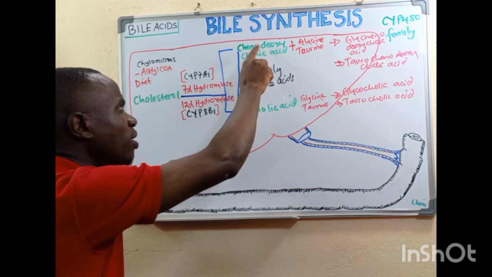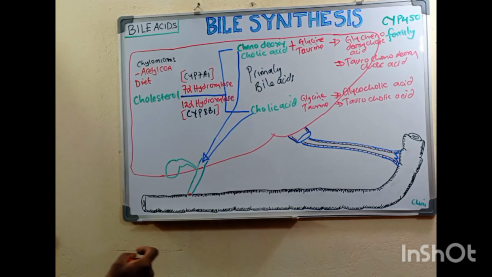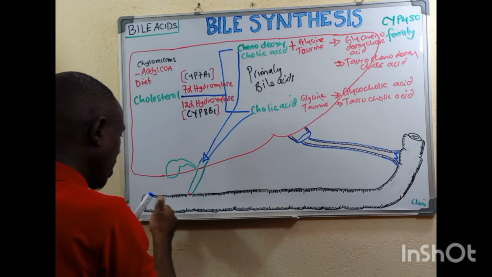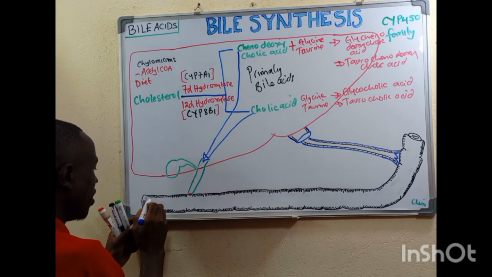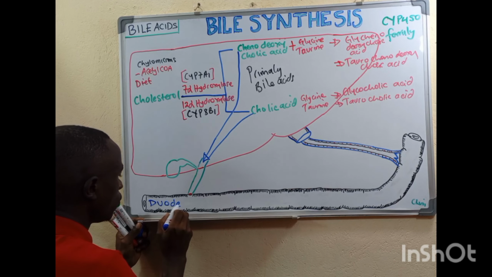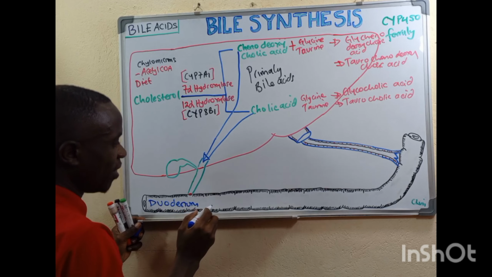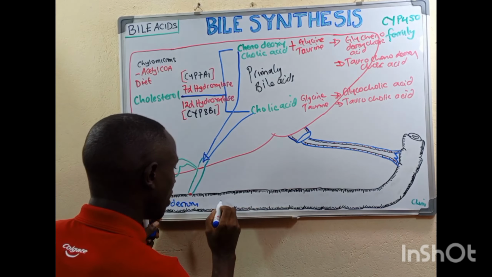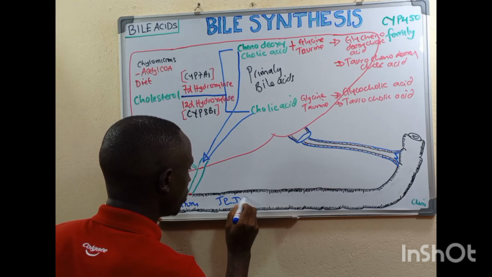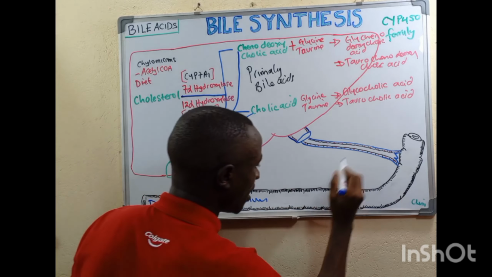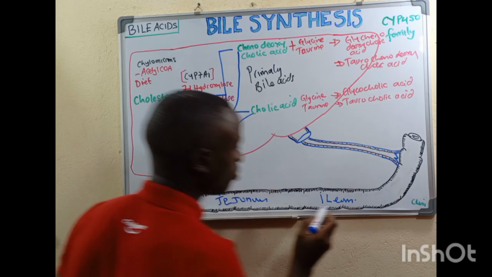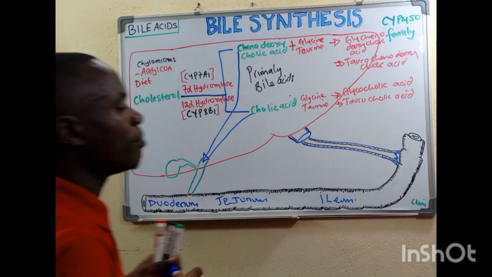What is going to happen to these primary bile acids? They are now entering this portion of the intestine, which is the duodenum. Then we have the jejunum. And then the last one, we have the ileum, the terminal portion.